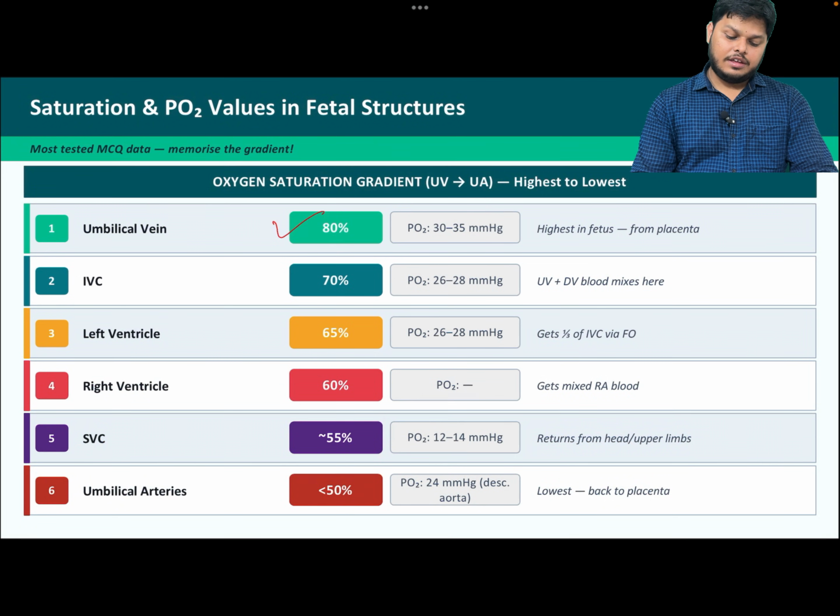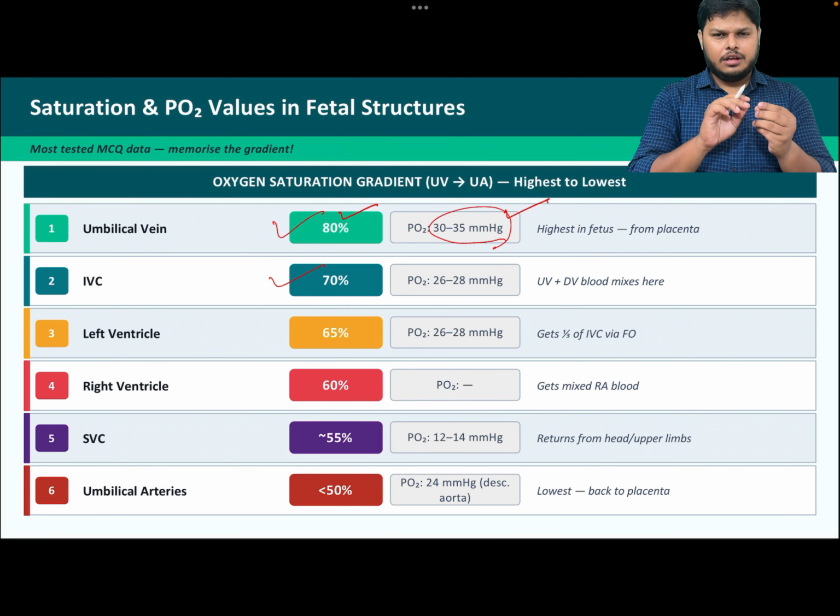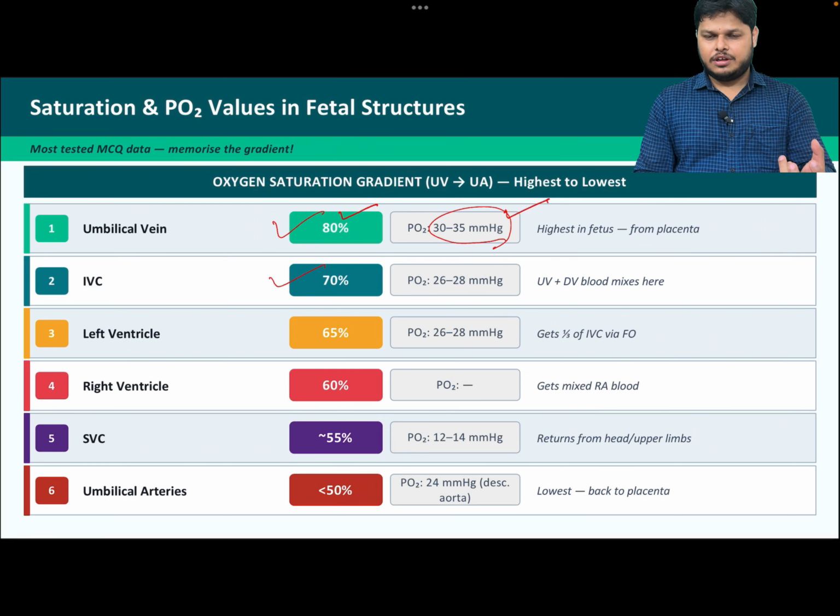Saturation in the umbilical vein is the highest, 80%. Saturation in the inferior vena cava, from the umbilical vein via the ductus venosus into the inferior vena cava. Inferior vena cava carries the blood from the lower part of the body, so the saturation falls a bit, 70%. Partial pressure of oxygen, remember this, 30 to 35 mmHg. Sometimes they ask this. Inferior vena cava 70% saturation. When it comes to the left ventricle, the left ventricle has 5% more oxygenated blood than the right ventricle, because the right ventricle receives a greater amount of blood from the upper and lower part of the body.